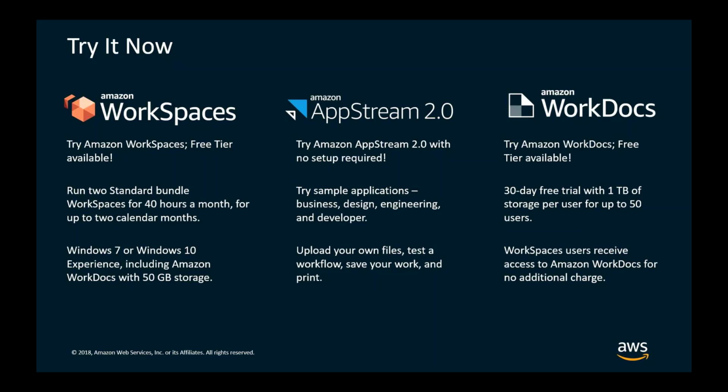With WorkDocs, you can try WorkDocs for free, integrated with that workspace environment. You get a 30-day free trial with 1 terabyte of storage per user, up to 50 users. WorkSpaces users receive access to Amazon WorkDocs at no additional charge. Now, there is no free tier for Amazon AppStream 2.0, but you can try it with no setup required. Very easy to get in, try some sample applications, business, design, engineering, and developer apps, upload your own files, test some workflows, save your work and print. Very easy to get in and set those capabilities up. Again, there's no special packaging required. You simply connect to a Windows desktop, install your applications, point to the shortcut, and build the image from there.